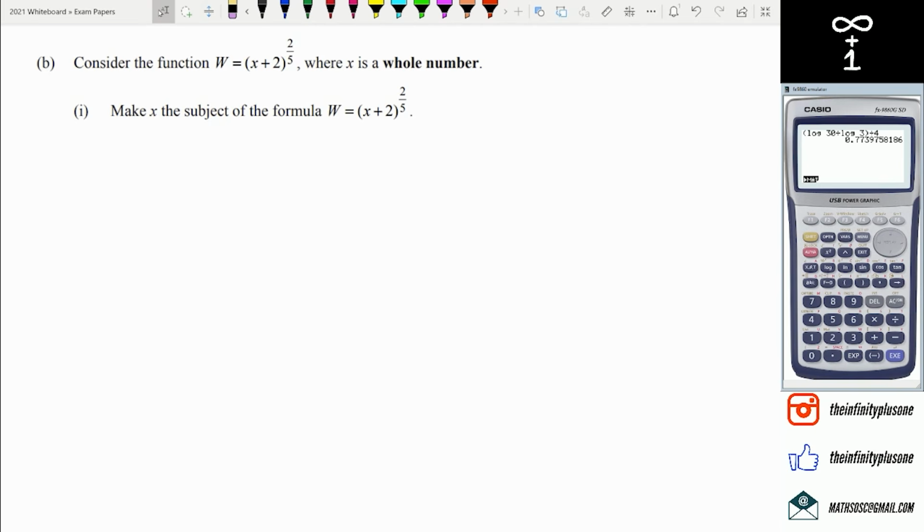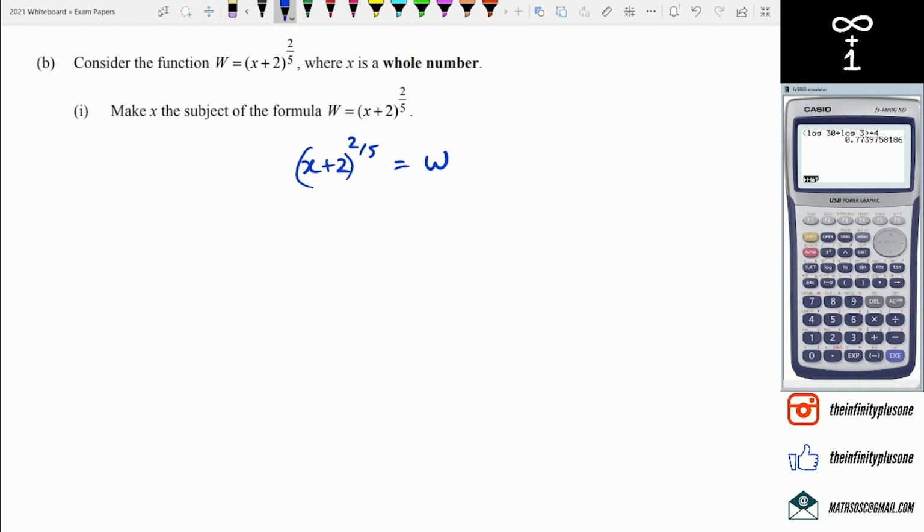Okay, so question B1, all they're asking you to do is make x the subject of the formula. Now here's a little trick that I go through in my tutorials. I'm going to rewrite this as x plus 2 to the power of 2 over 5 equals w. Because I want to make x the subject, I'm going to leave it here.